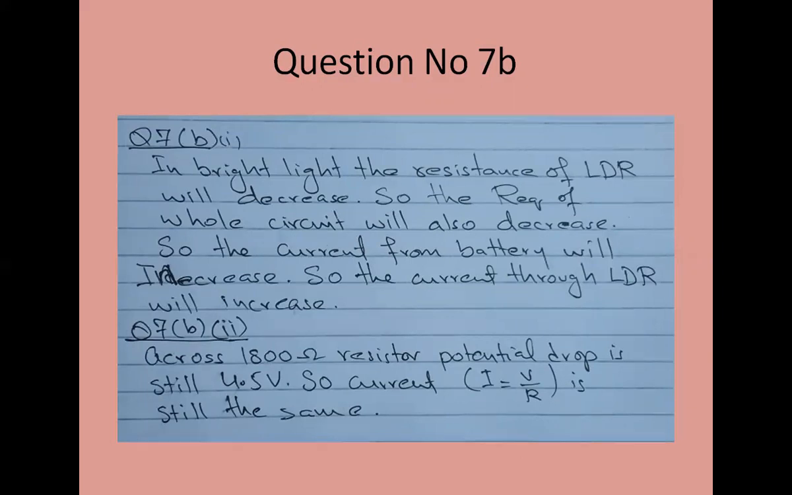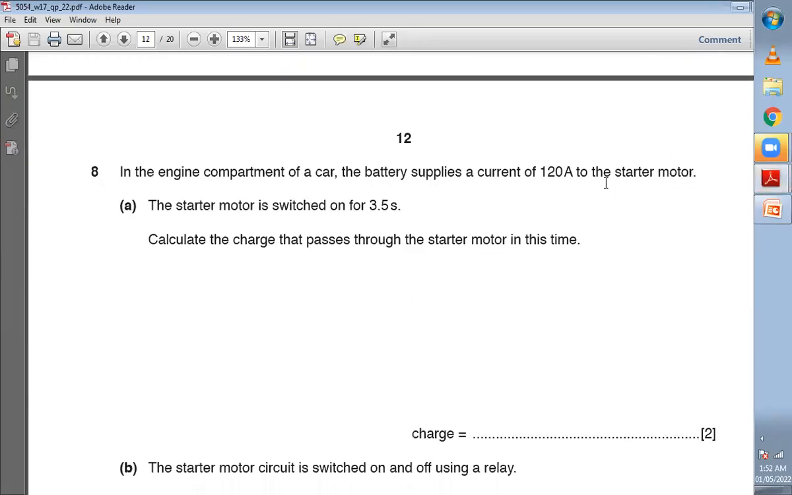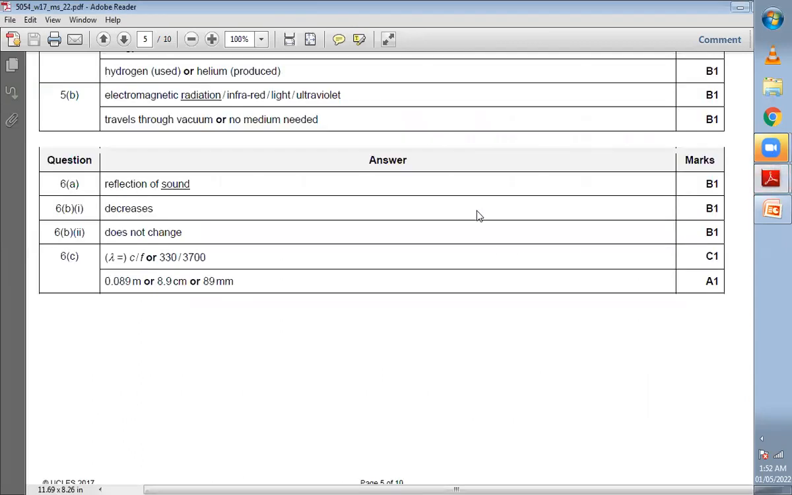And in the B part, across the 1800 ohm resistor, its resistance has not changed. The potential drop is still 4.5 volt. I told you the concept at the start. Whatever is the EMF of the battery is still the same. And the same voltage drop will be on the LDR and on the fixed resistor because they are parallel to each other. That's the concept. So the current, which is I equals V by R, if V is still the same and R is still the same, then it is still the same. So the current through the fixed resistor will stay the same. Hopefully you understand. The second part was a little technical. So we are done with question number 7.